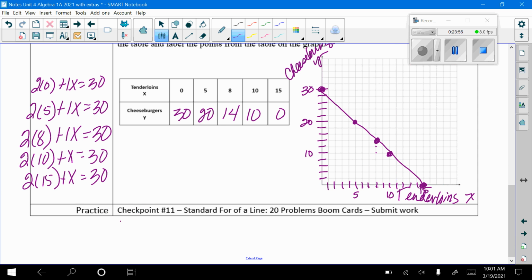You have checkpoint 11 for standard form. There are 20 problems that are in Bloom cards. You have to have work submitted to get credit for this.